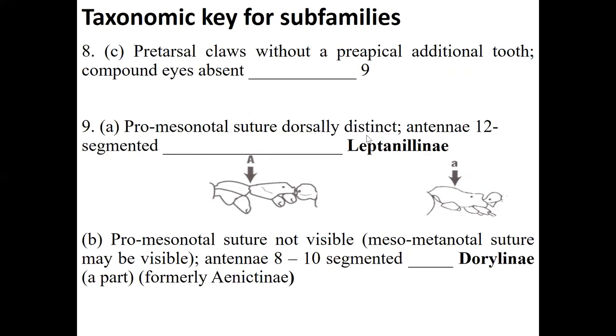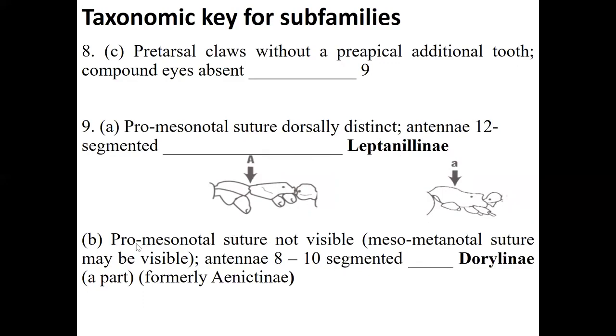Promesonotal suture dorsally distinct. It's drawn here. That means between the pronotum and mesonotum, there is a suture. At the joint, you find a suture. You can see that these two are joined, and dorsally distinct, antennae 12 segmented. So it's a member of subfamily Leptanillinae.